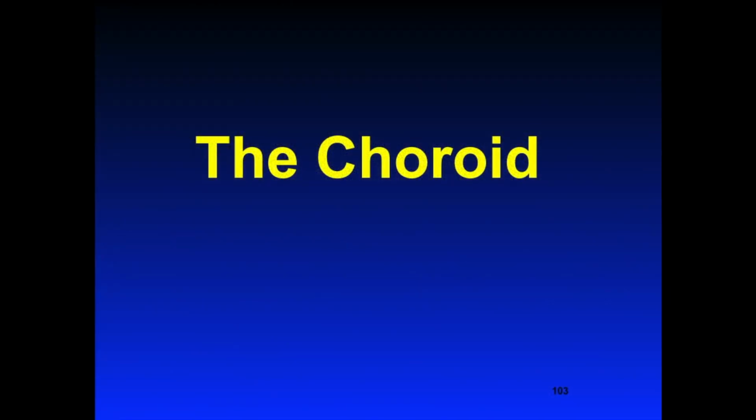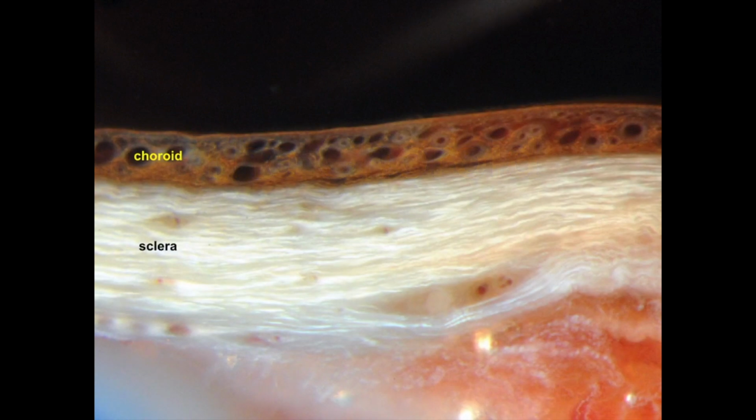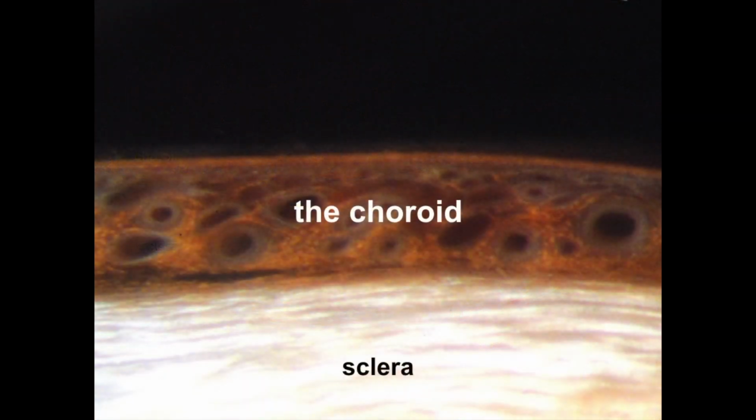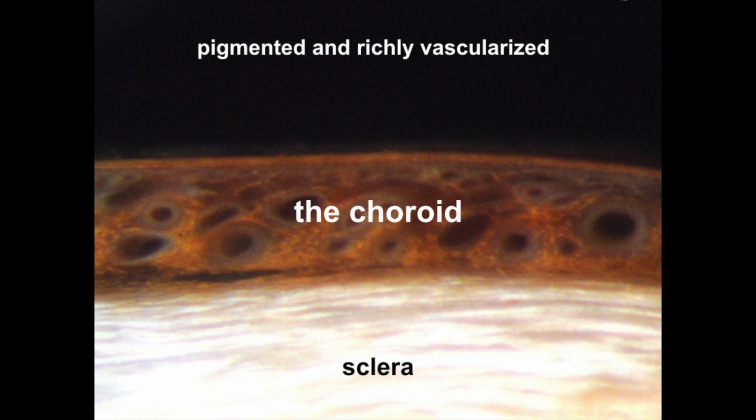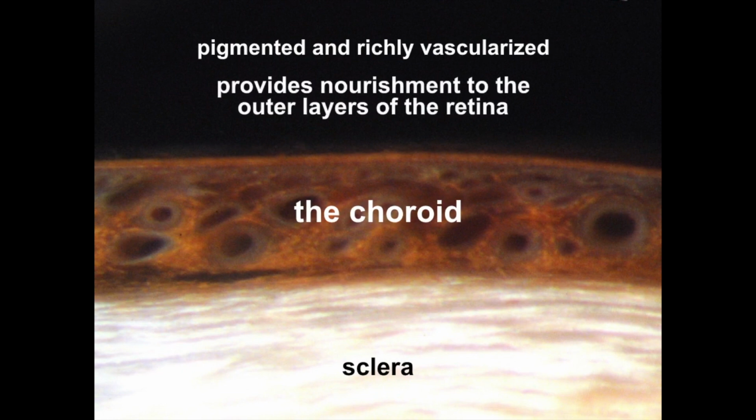The choroid. Bruch's membrane lines the inner surface of the choroid, the posterior part of the uveal tract. The choroid and sclera are seen in this macrophoto. The choroid is a richly vascularized layer of pigmented tissue. It provides nourishment to the outer layers of the retina.